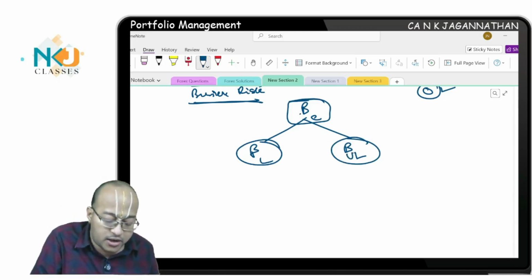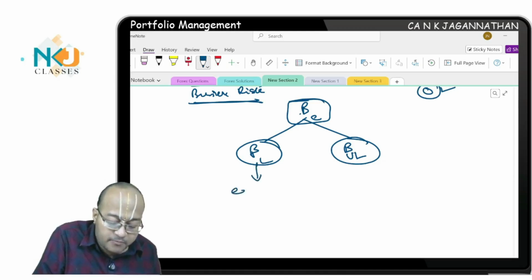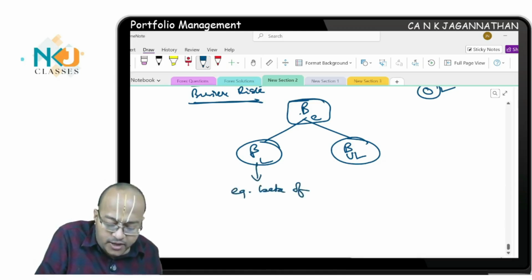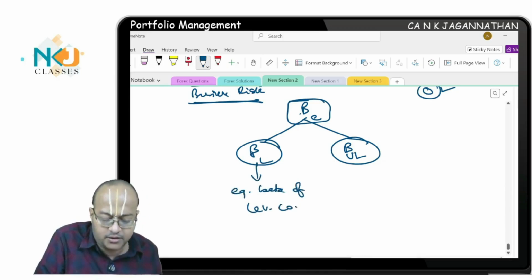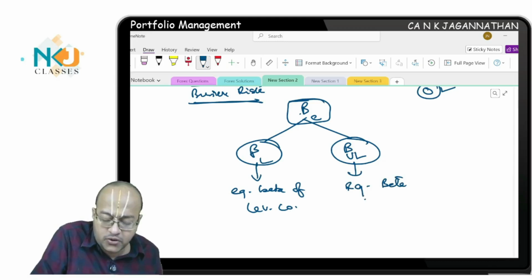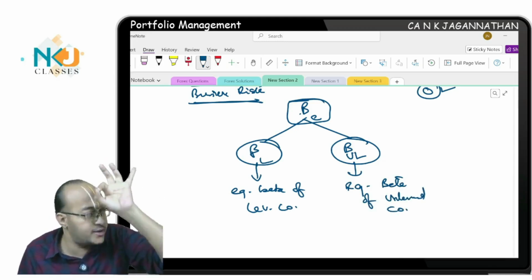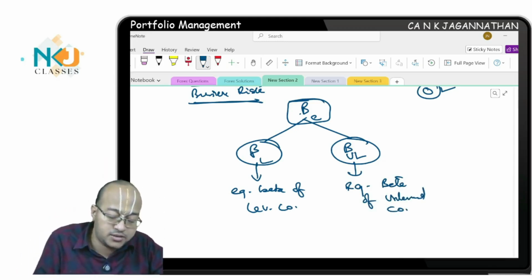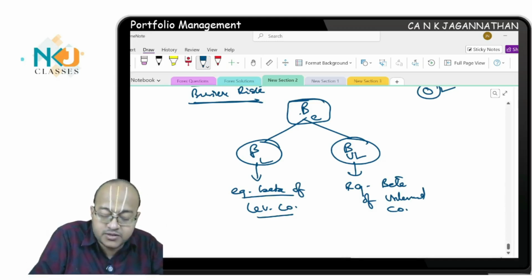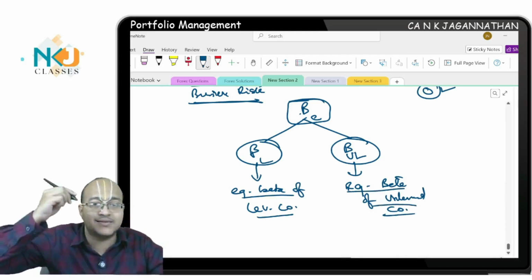Beta levered means equity beta of a levered company. Are you all understanding? Beta unlevered means equity beta of an unlevered company. What is the difference? Both are equity betas only. This is equity beta of a levered company, and this is equity beta of an unlevered company. But there is a catch.